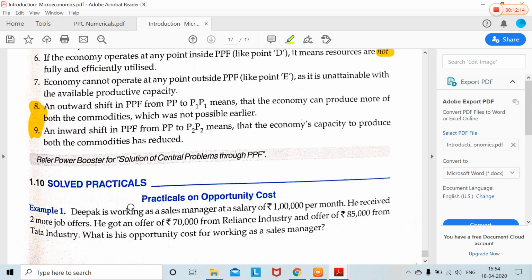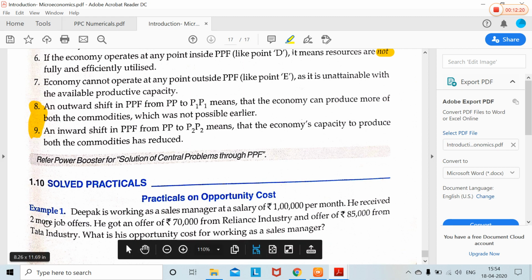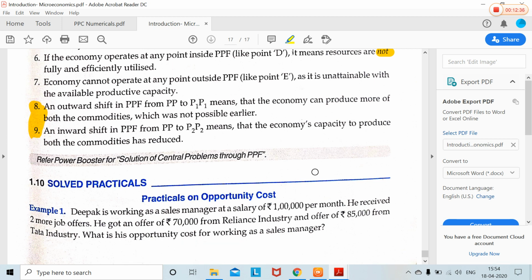Deepak is working as a sales manager at a salary of 1 lakh per month. He received 2 more job offers. First, he's already working as a sales manager at a salary of 1 lakh. And he received 2 more job offers. He got an offer of 70,000 from Reliance Industry and an offer of 85,000 from Tata Industry. What is his opportunity cost for working as a sales manager?